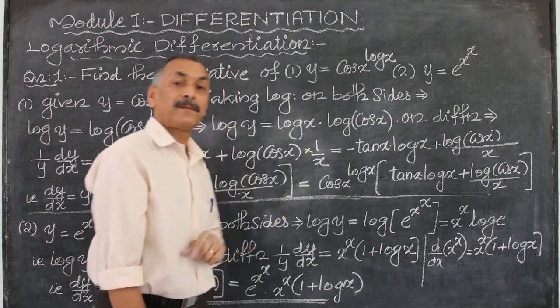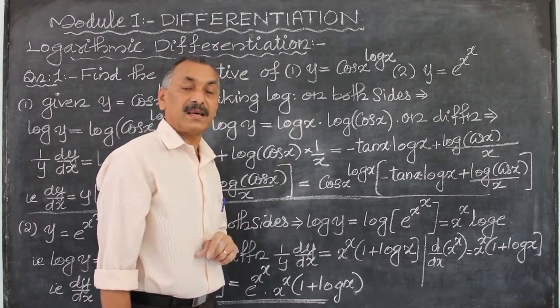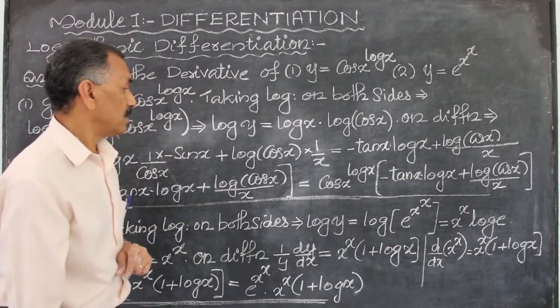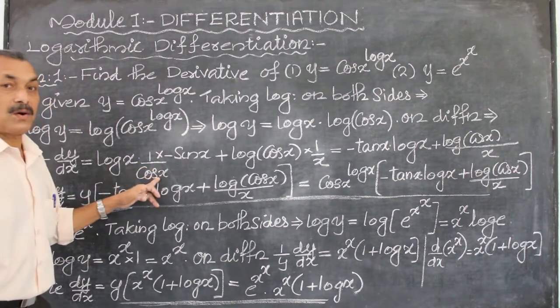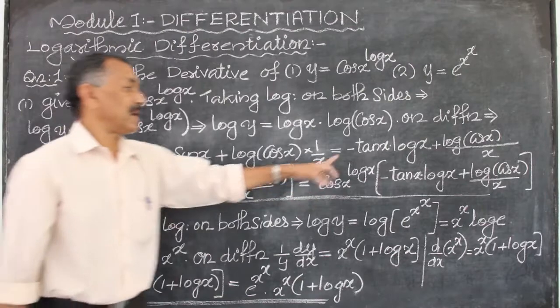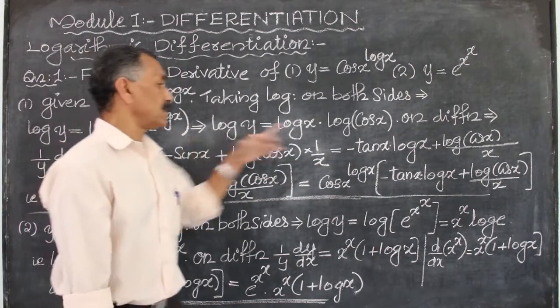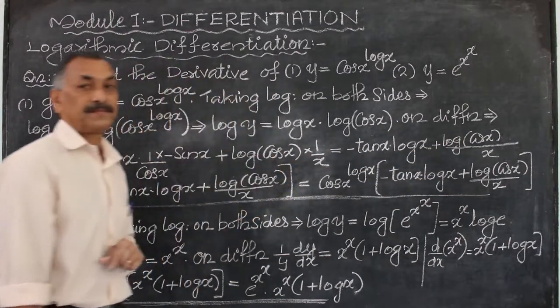No derivative. Log u derivative is 1 by u into du by dx. But dx by dx derivative is 1. That is log x into sin x by cos x, sin by cos is tan x, minus tan x into sin x by cos x. Tan x into this log x, plus log cos x by x.